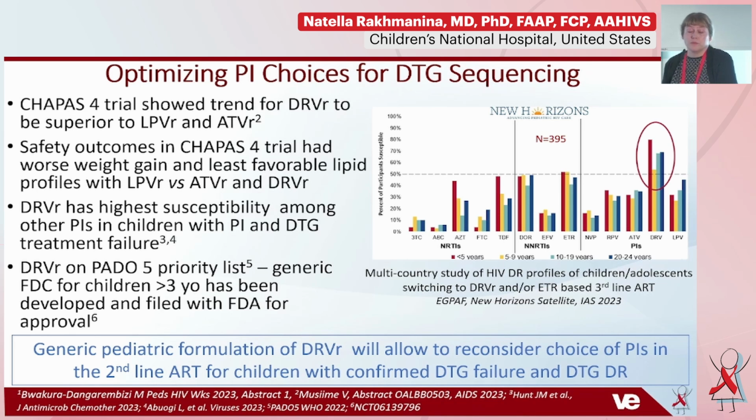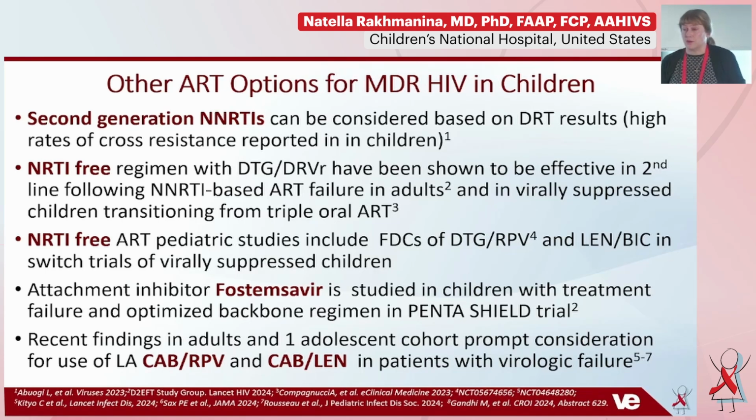The drug has been put on the PADO 5 priority list, and on behalf of CHAI in the room, I'd like to acknowledge the recent filing with FDA of a fixed-dose formulation of darunavir/ritonavir available for children starting at 3 years of age, because it is not approved for use under this age. And this generic formulation will allow us to reconsider choices of PIs in the second line for children with confirmed DTG failure and DTG drug resistance.